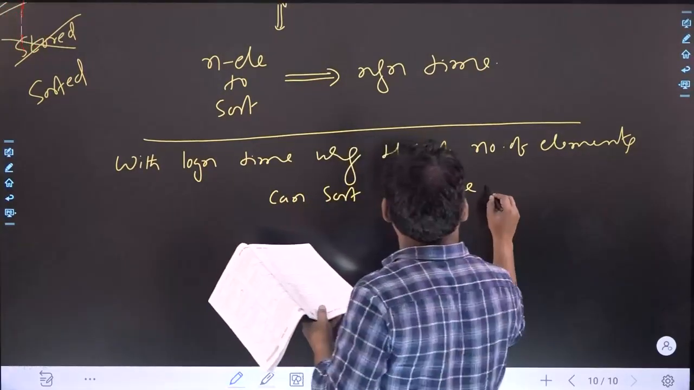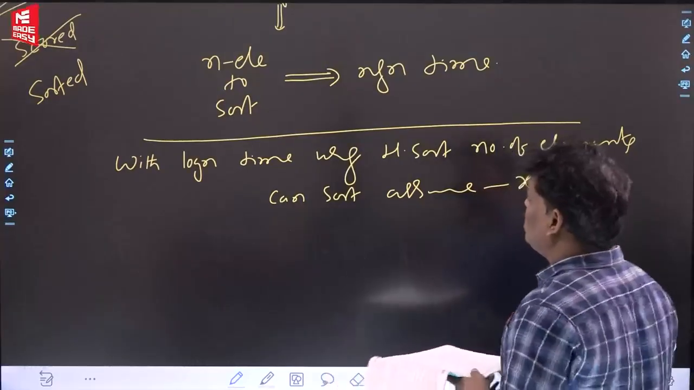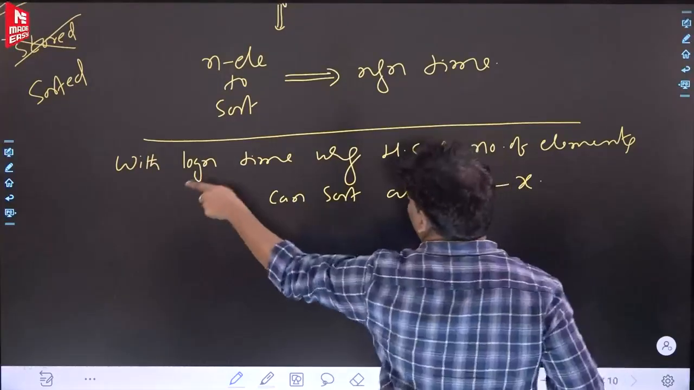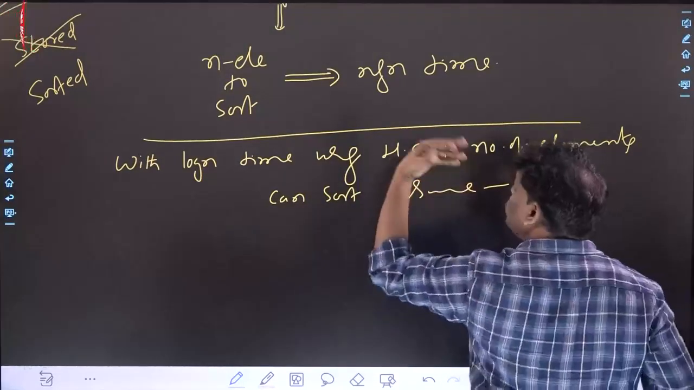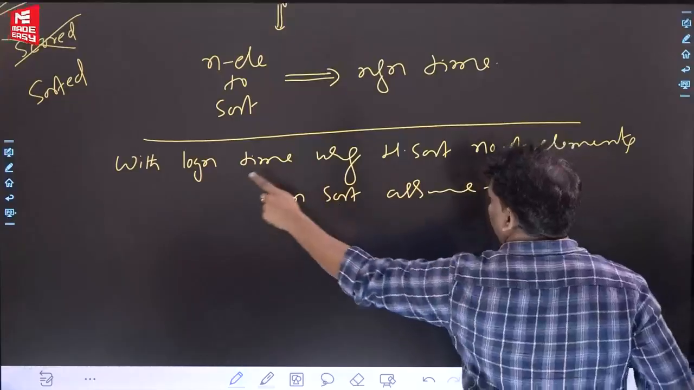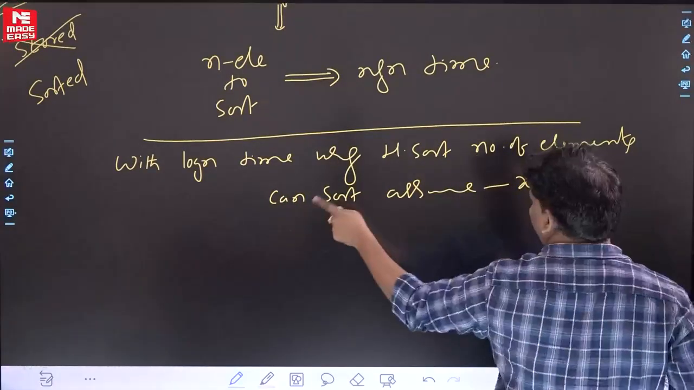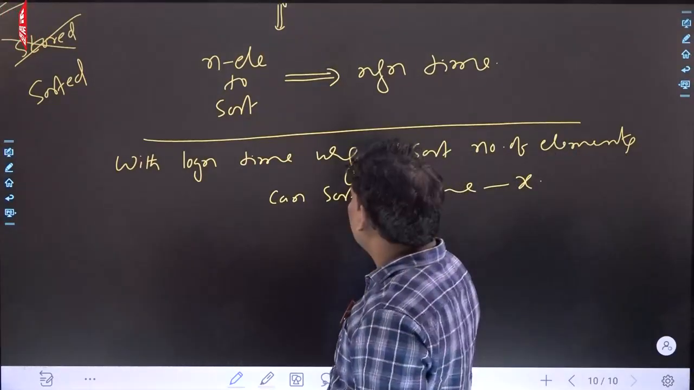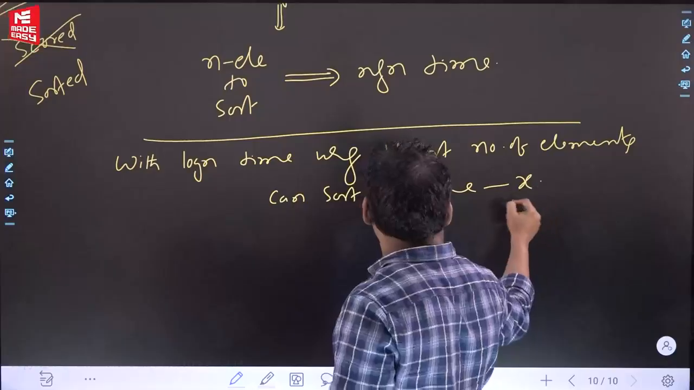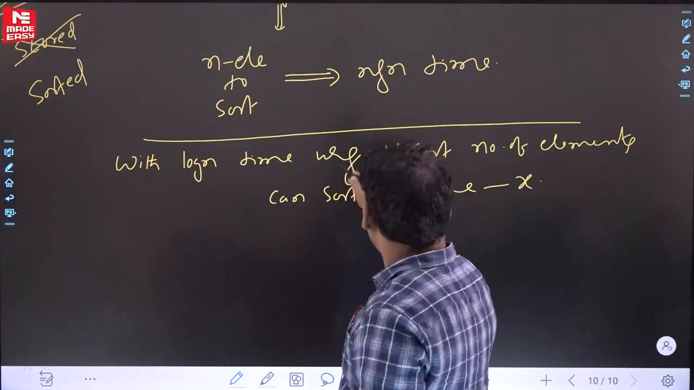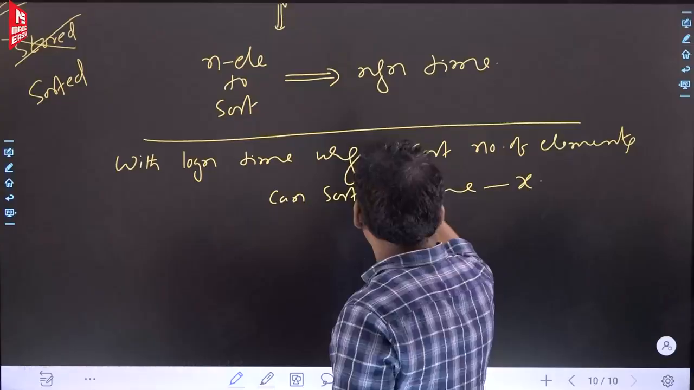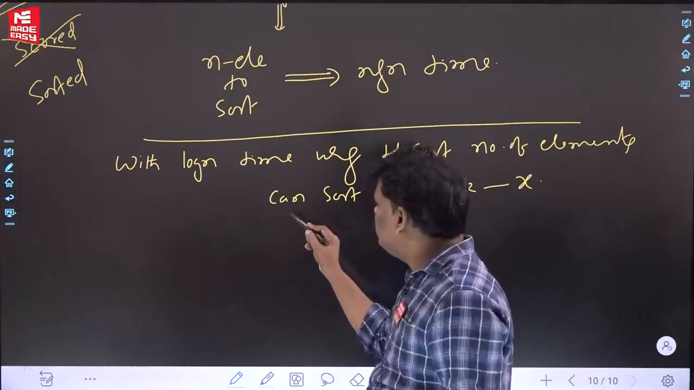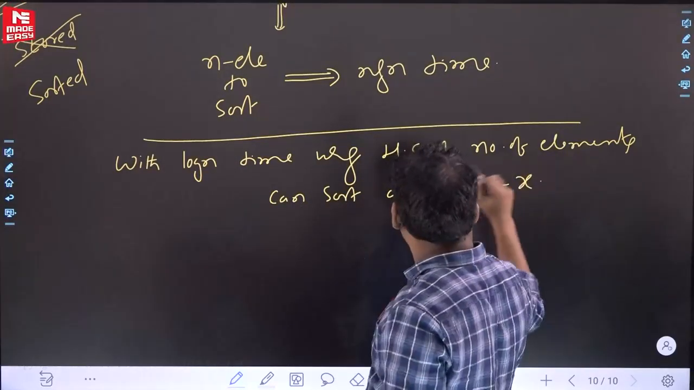Assume x. About heap sort, I know only this. Now he is asking, with log n time using heap sort, how many elements can you sort? Assume x. Can you help me with one small line now? Using heap sort, if you can sort x elements, how much time will it actually take?